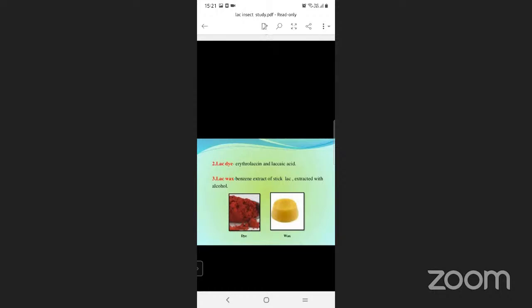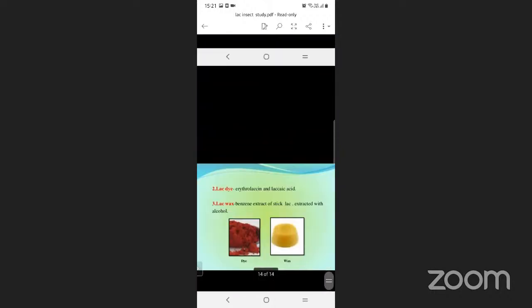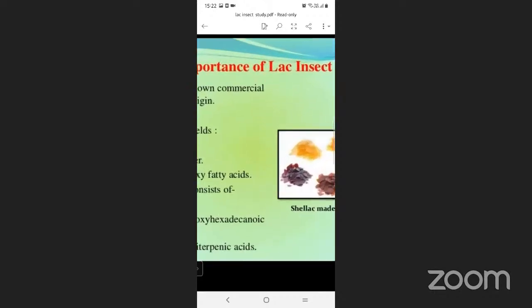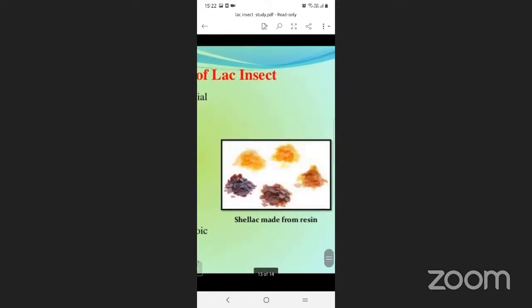As we go on with the study of lac, we find different varieties are being prepared using different host plants, and we cannot deny that. This figure also shows several types. Not many varieties, but even so there are some varieties we are finding. So this is a shellac made from the resins.